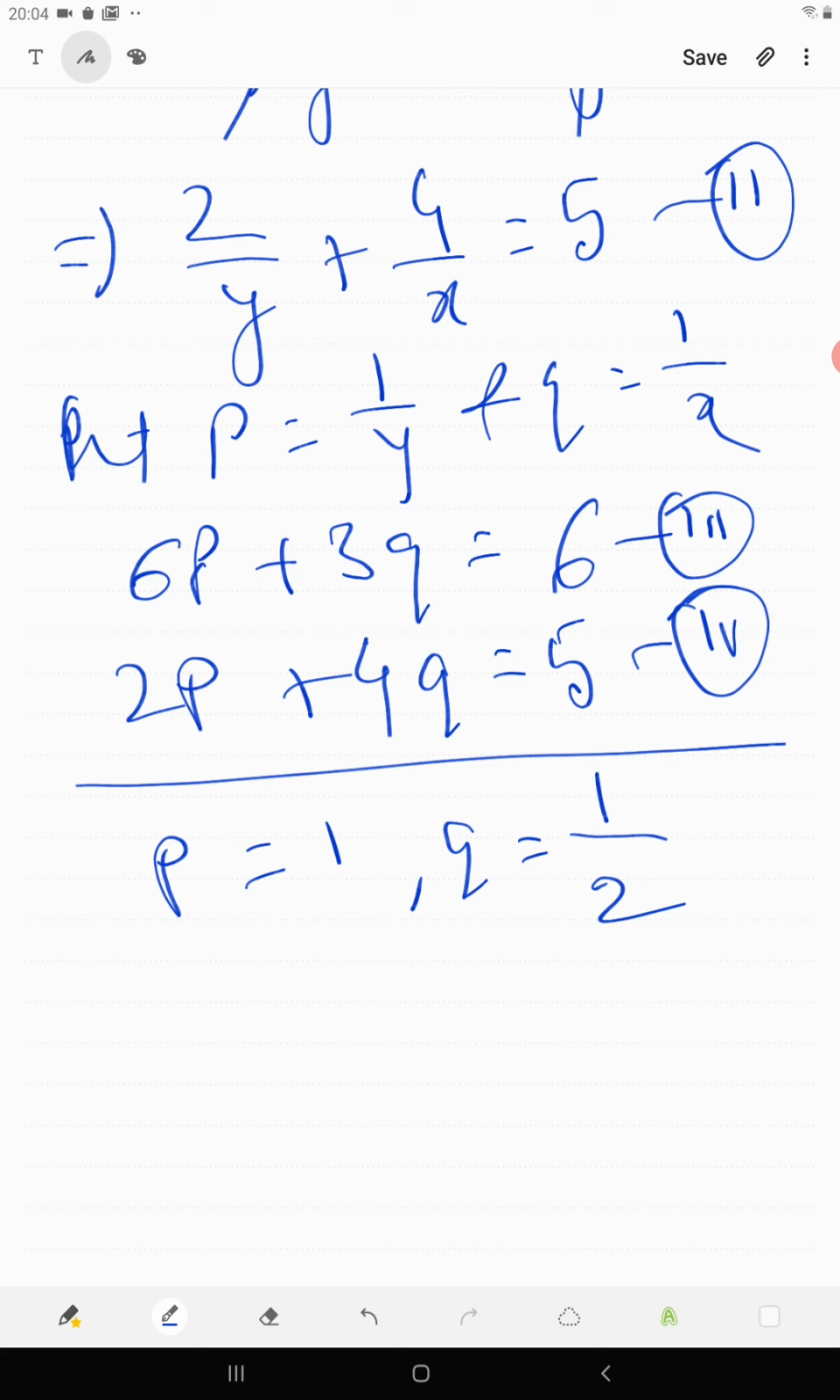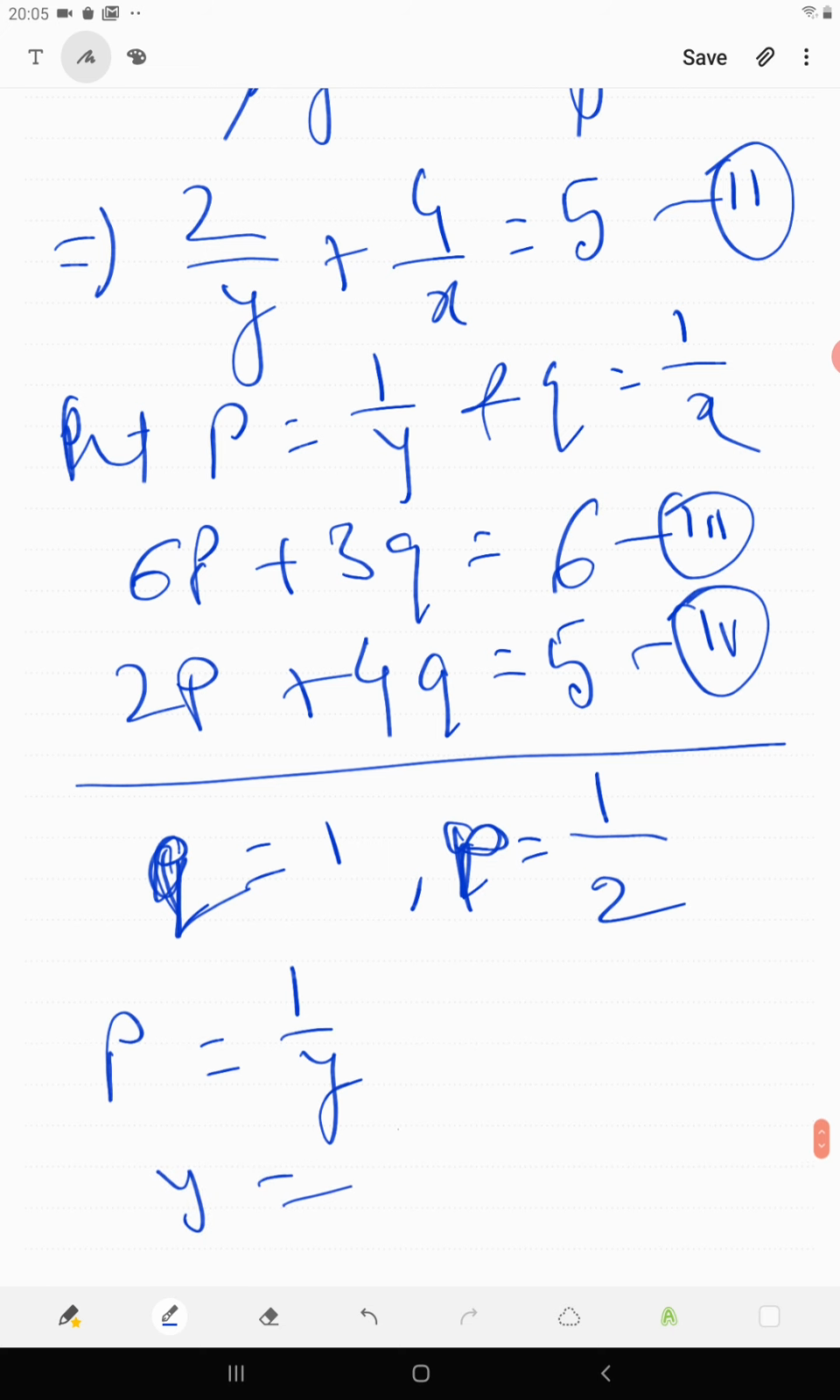So once we solve it, we will get q equals 1 and p equals half. Okay. So now q equals 1 by x. Correct? And p equals 1 by y. Correct? P equals 1 by y.